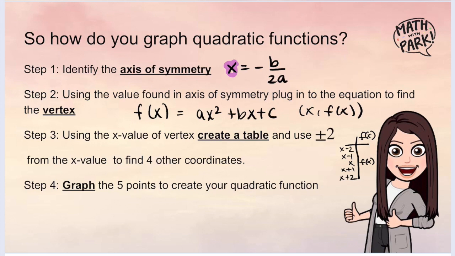Then step 4, once you get all your points, you're going to graph the 5 points that you obtained by plugging the values in, and you'll graph your quadratic function. And a way to check quickly is by looking at the a value. If the a value is greater than 0, meaning it's positive, then your graph should be a U shape going in the upward direction. And if your a value is less than 0, meaning it's negative, then your graph should be going in the downward direction, which is facing down.